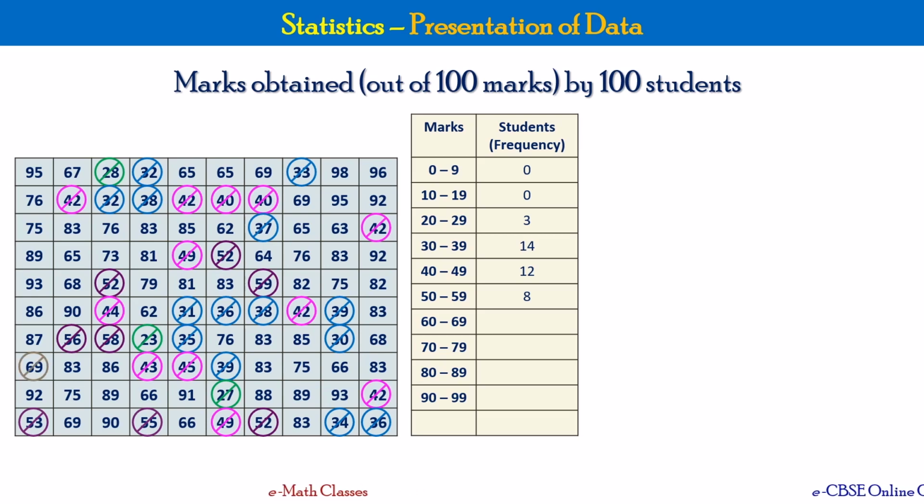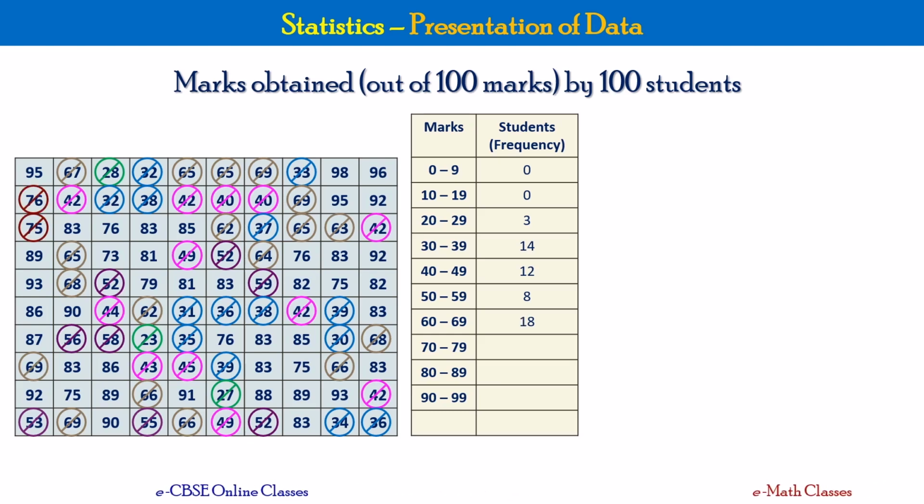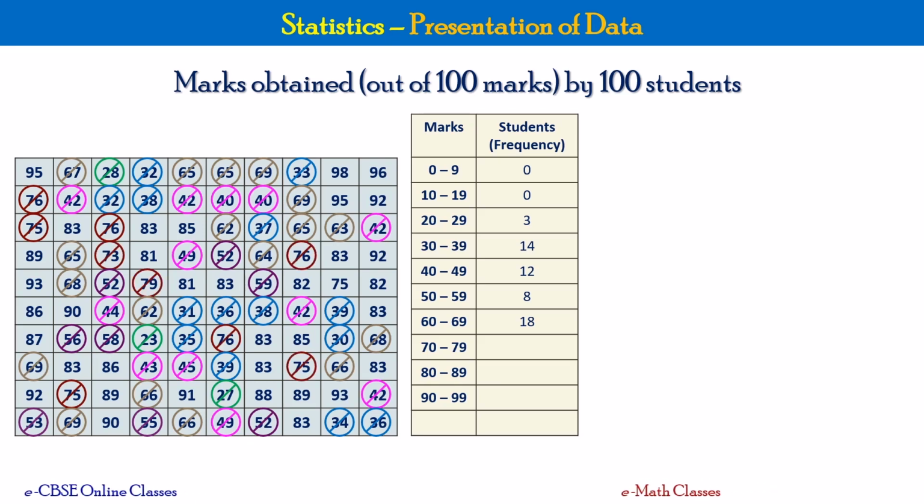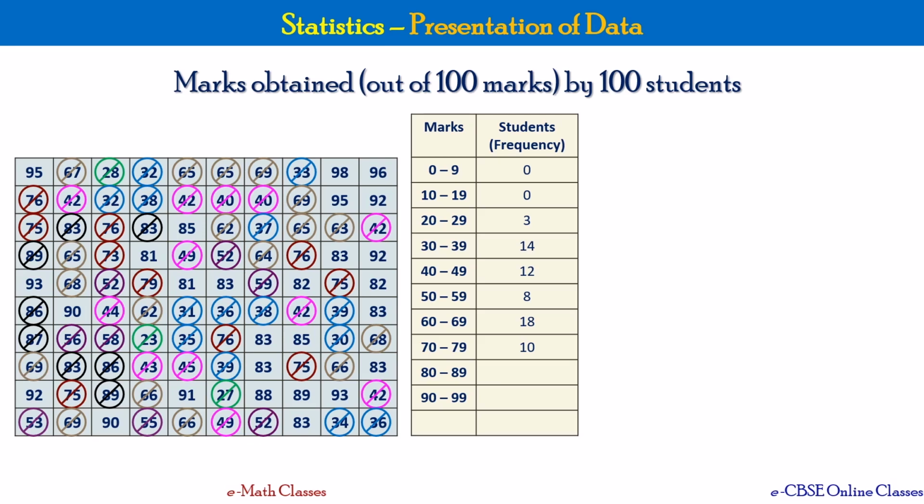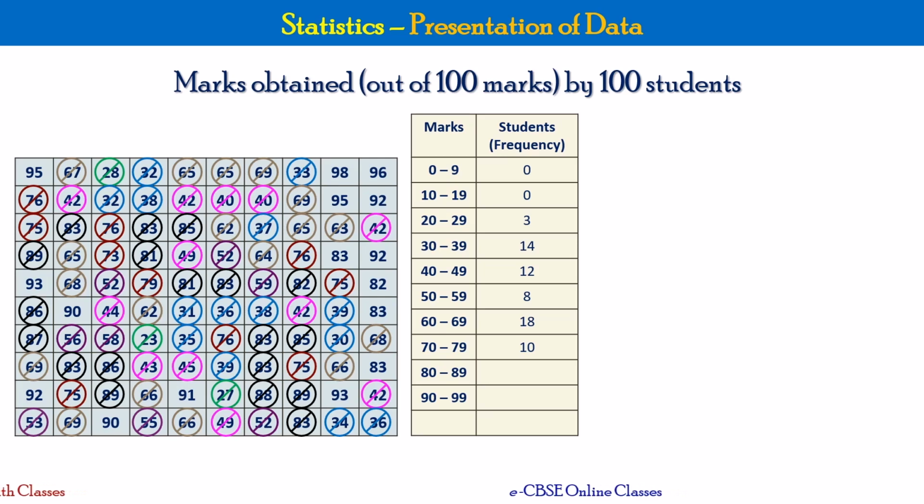60 to 69, 1, 2, 3, 4, 5, 6, 7, 8, 9, 10, 11, 12, 13, 14, 15, 16, 17, 18. 18 people. How about 70 to 79? 1, 2, 3, 4, 5, 6, 7, 8, 9, 10. 10 people. 80 to 89, 1, 2, 3 and so on up to 23. 23 people. So all remaining numbers are 90 to 99.